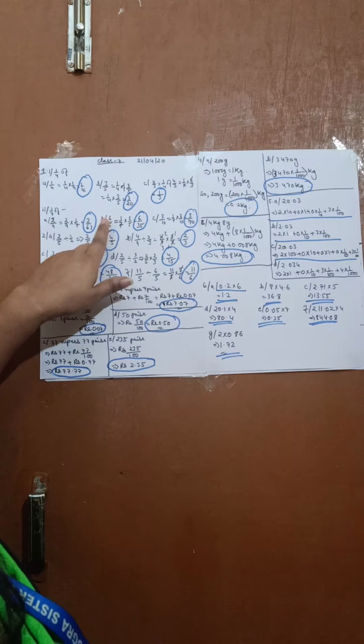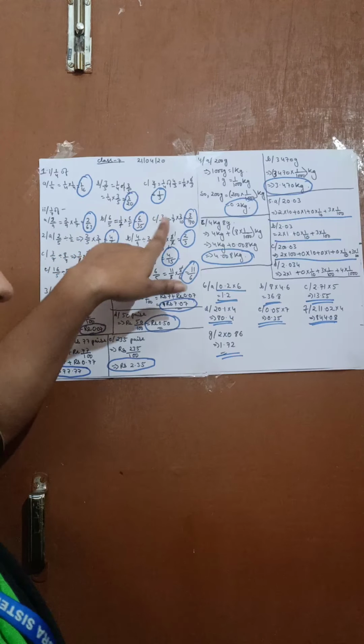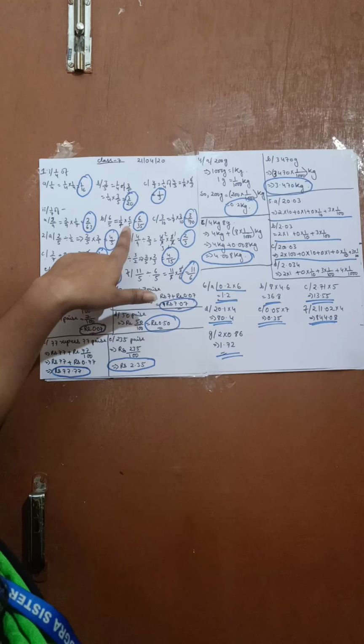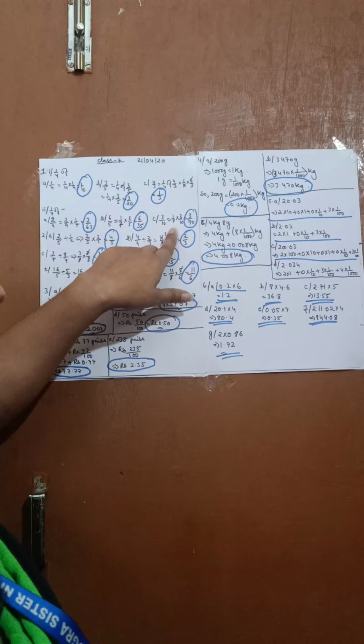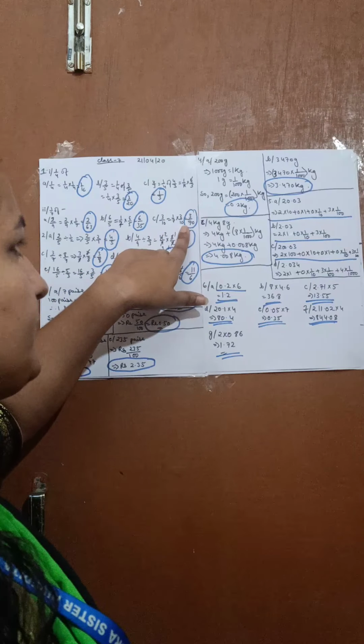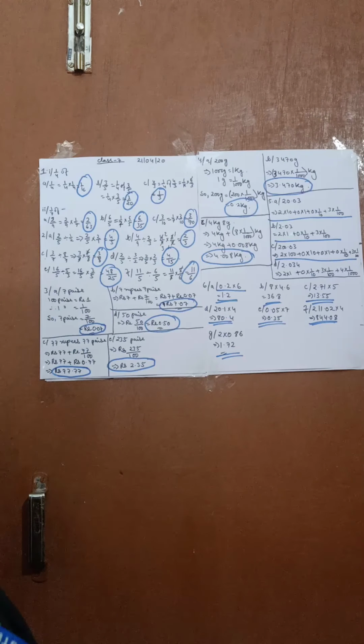Number B is 1 by 7 into 6 by 5. Answer is 6 into 1 is 6 and 7 into 5 is 35. So the answer of question number B is 6 by 35. Number C is 1 by 7 into 3 by 10. Answer is 3 by 70. So let's move to question number 2.